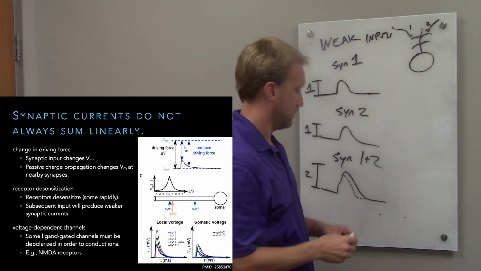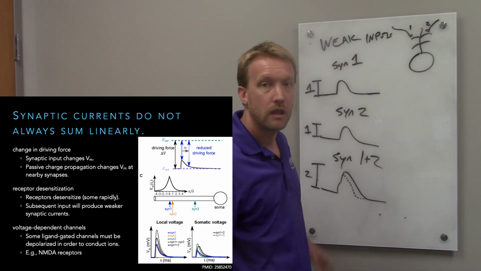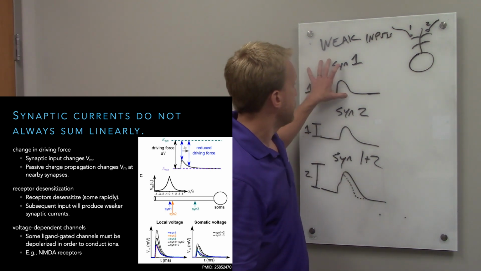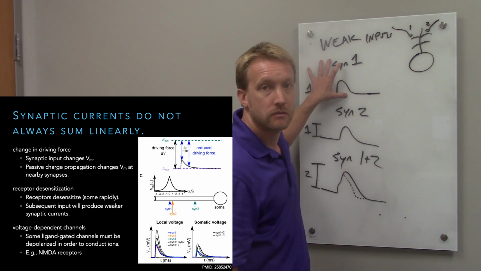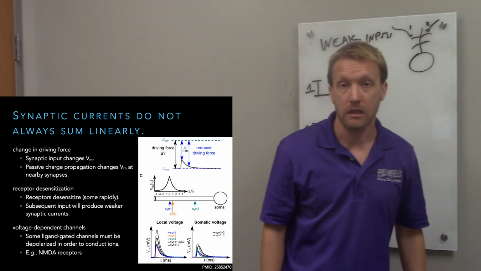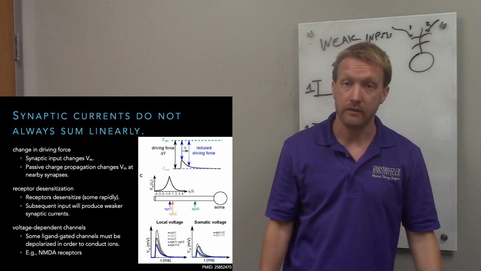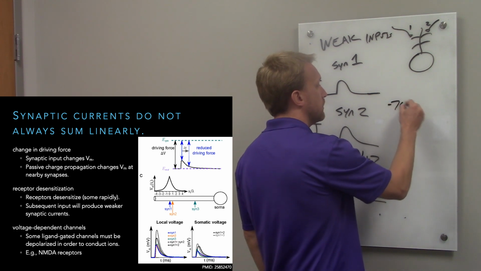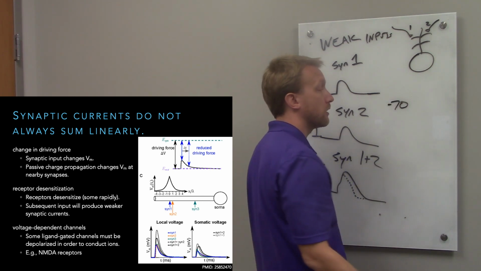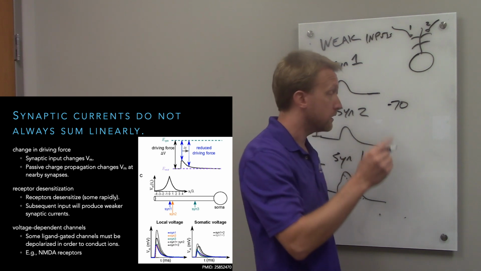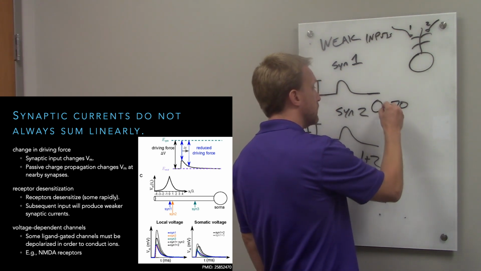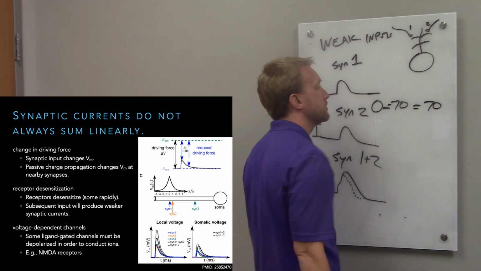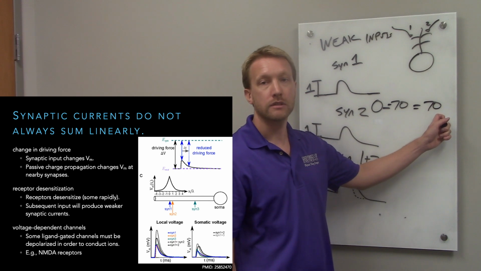Now, why is that? Why doesn't 1 plus 1 equal 2 anymore? Well, it's not really 1 plus 1. The depolarization from one synapse is going to weaken the input from the other. In other words, we're going to change driving force. Ooh, let's do some calculations. Okay, so if we're at rest, minus 70, and our reversal is, you got it, 0 millivolts. Well, 0 minus 70 equals, we have a whole 70 millivolts of driving force.